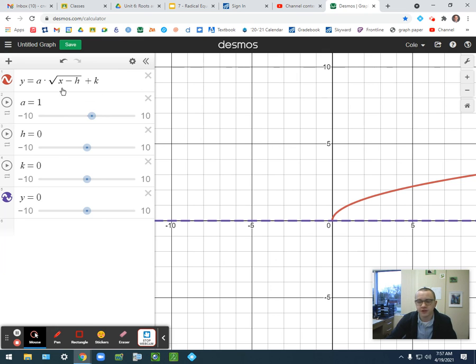This is the square root function. We could possibly look at cube root functions or fourth root functions or fifth root functions, something like that. But I think that'll be for the next video.